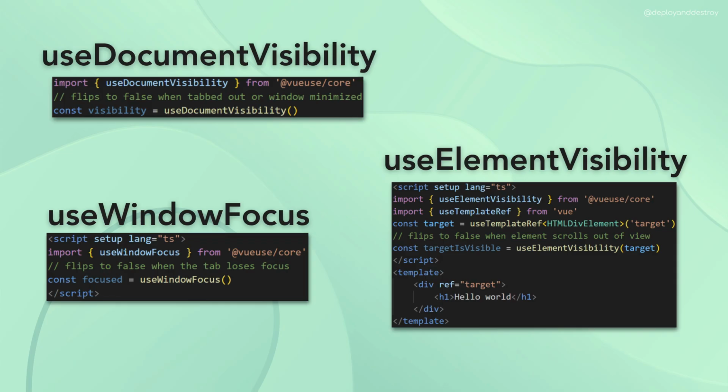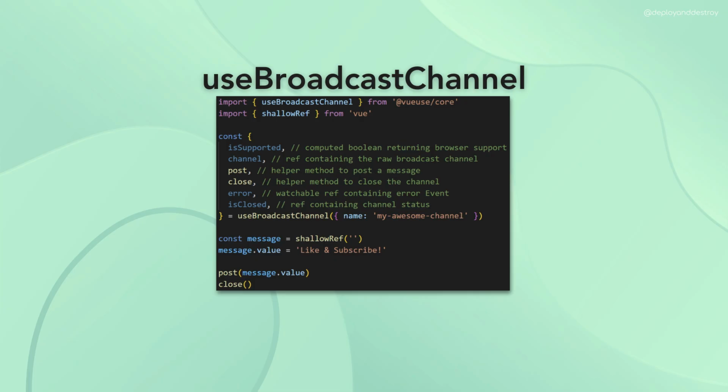Use document visibility, use element visibility, and use window focus. Build smarter user experiences. For example, pause a video when the user tabs out, or autoplay only when visible. I'm sure you've seen this in YouTube or Instagram. Use broadcast channel keeps tabs in sync, whether it's auth status, dark mode, or shared drafts. Actually, using this one at work right now, very handy.